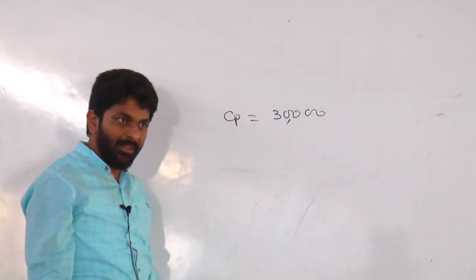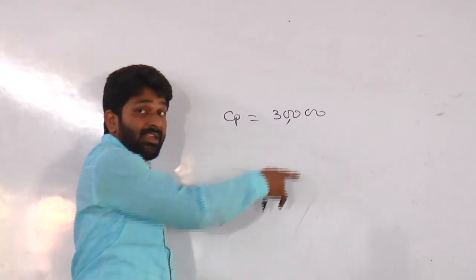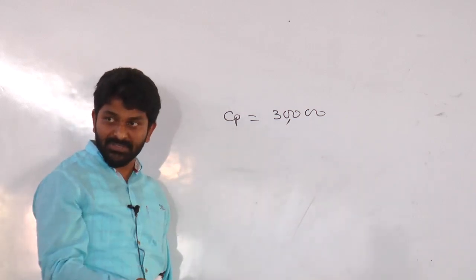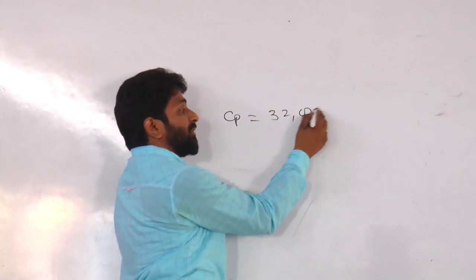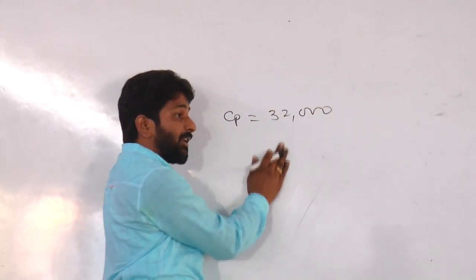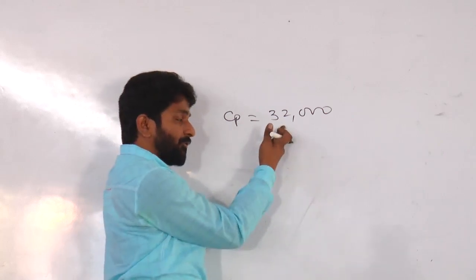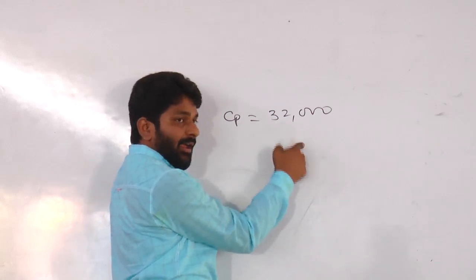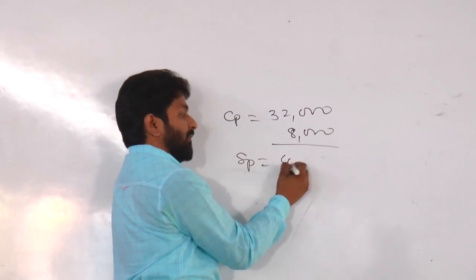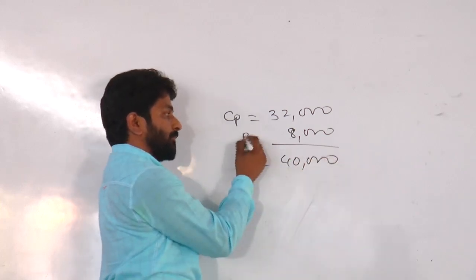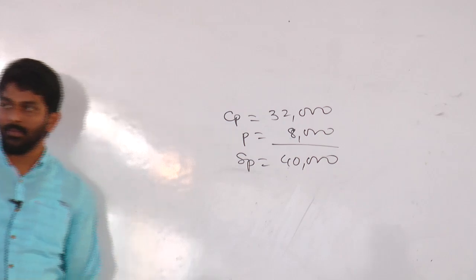Are you getting my point? But after purchasing it, he again spent 2,000 rupees. So total cost price becomes 32,000. And he is expecting a profit of 25%, which is 1/4 of this number. Half and half, 8,000. Total selling price 40,000. Okay.